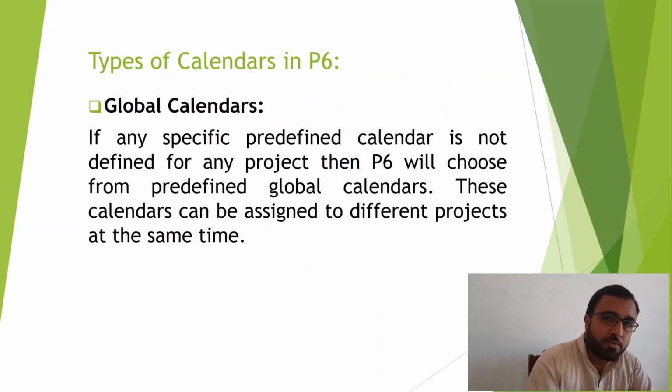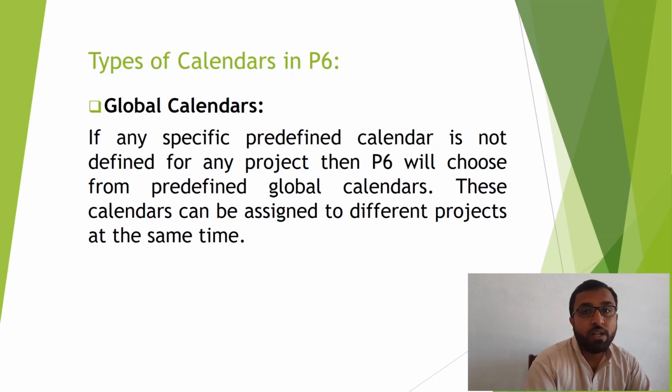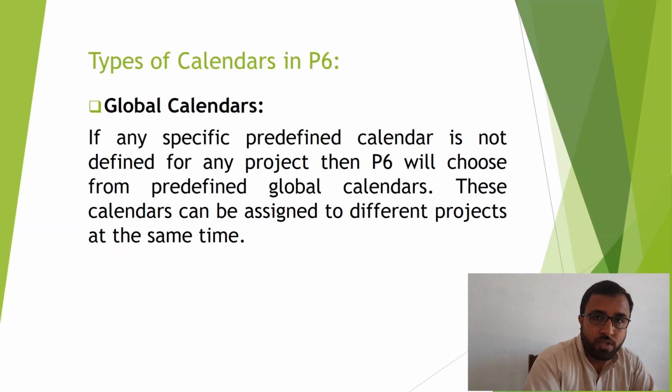There are three types of calendars in P6: the global calendar, the resource calendar, and the project calendar. What is a global calendar? When we haven't defined any calendar in the project, the project will use the global calendar. That calendar can be used across different projects at the same time. If no specific predefined calendar is defined for a project, P6 will choose from the predefined global calendars. These calendars can be assigned to different projects at the same time.